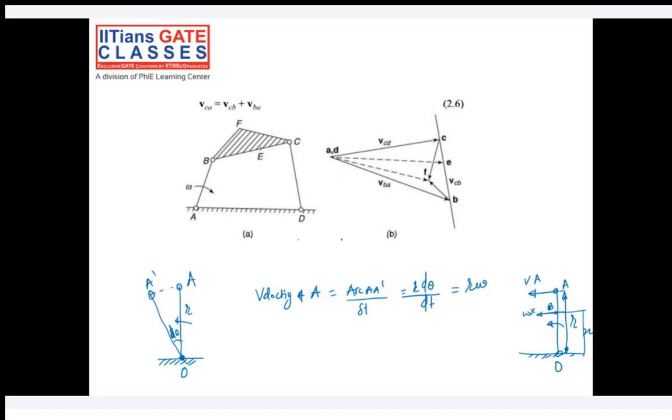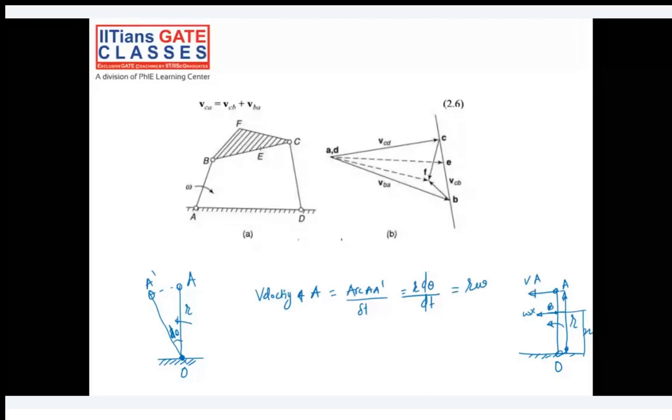In the earlier case just point O was fixed, but in this mechanism points A and D are fixed. Let's start with point A. Points A and D are not moving, so they have zero velocity. With respect to points A and D, we are calculating the velocity of the other links.